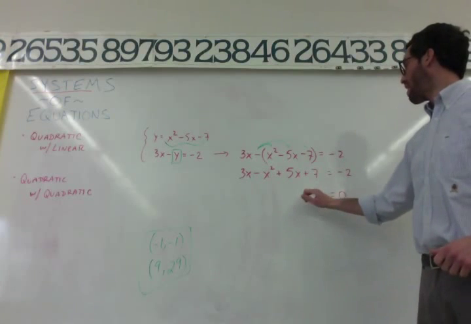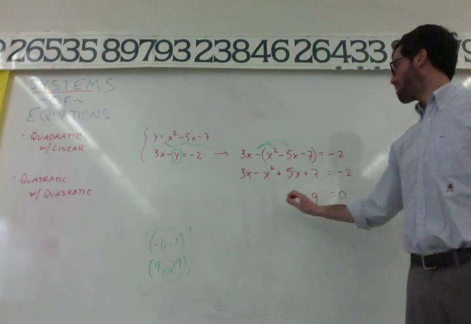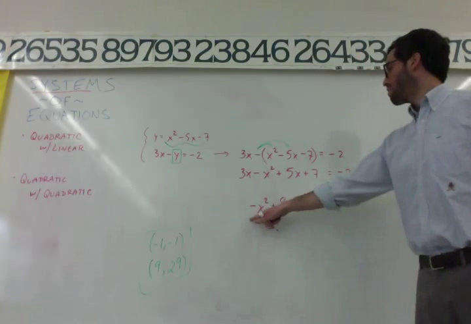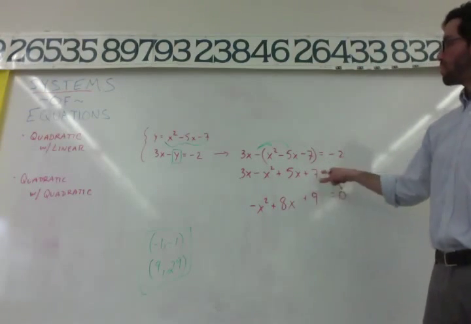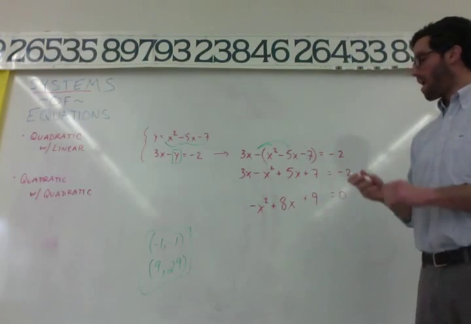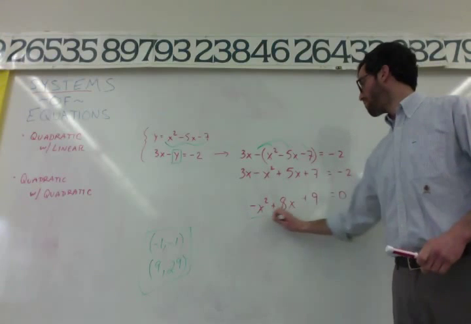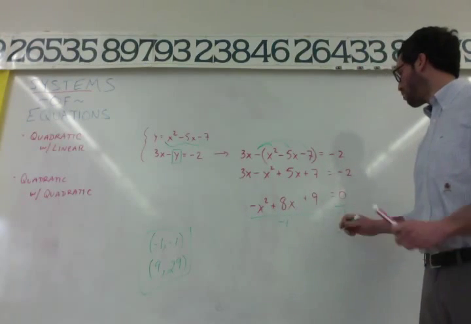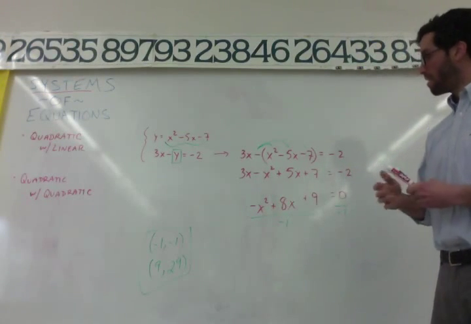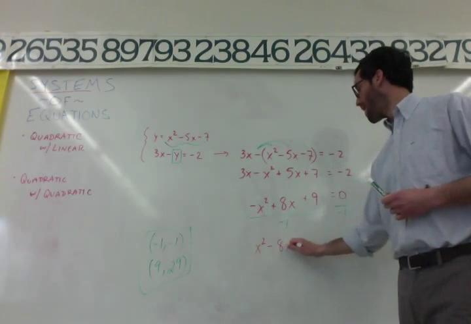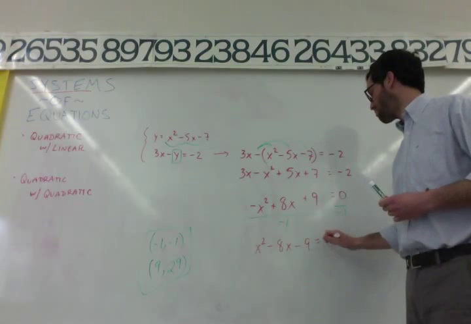So we have plus 9 now, right? 3x and 5x make 8x. And then we have the -x squared, right? So just collecting some like terms, adding the 2 and collecting like terms, we get this. I'm then going to divide everything by -1 to make the quadratic coefficient positive. So we now have positive x squared minus 8x minus 9 equals still 0.